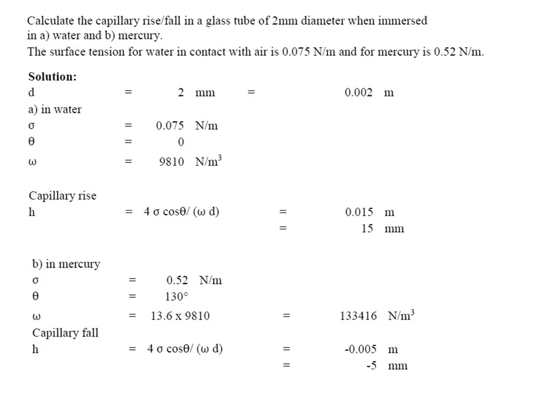Here the specific weight has to be calculated for mercury, because the specific gravity of mercury is 13.6. So 13.6 into 9810 will give you the specific weight of mercury. In the previous case it was water, so that's why you used 9810. But here it is mercury, so you have to use 13.6 into 9810. So h is again 4 into sigma 0.52 into cos 130 degrees divided by the specific weight of mercury, which is 133416, into d, and the diameter is 2 mm, which is 0.002. So we get minus 0.005 meters, which is minus 5 millimeters.